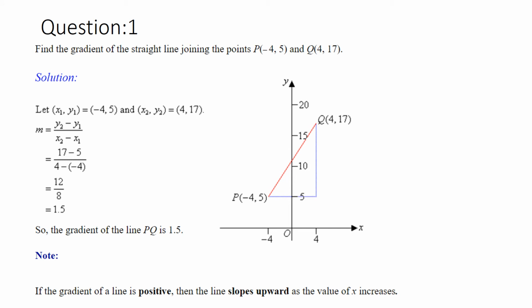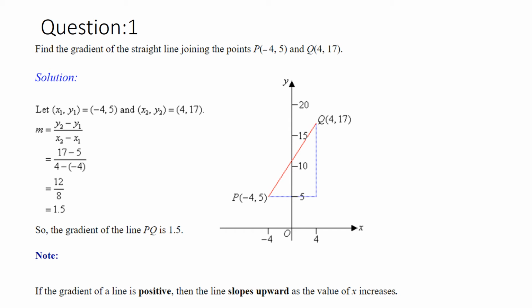Dear students, let us take few questions now. Question 1. Find the gradient of the straight line joining the points P(-4, 5) and Q(4, 17). Let us suppose the point P has the coordinates (x1, y1) equals (-4, 5) and the point Q has the coordinates (x2, y2) equals (4, 17). The gradient of the line PQ will be calculated as m equals change in y over change in x. That is, m will be equal to y2 minus y1 over x2 minus x1.